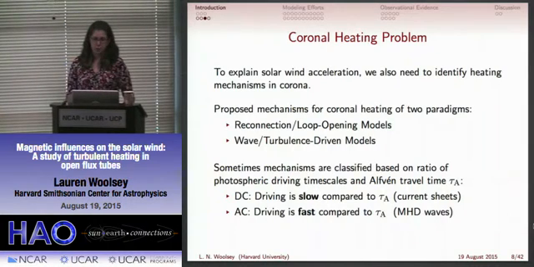It's also possible to group these mechanisms based on the ratio of the photospheric driving, which is generally the motions of the foot points at the photosphere based on the granulation at the sun's surface. So the time scale for that and the Alfvén travel time. If your proposed mechanism for heating where the driving is slow compared to the Alfvén travel time, then it's going to be DC heating, where you're going to have to develop current sheets to be able to explain the heating. However, if that driving is really fast compared to the Alfvén travel time, then you can develop these magnetohydrodynamic waves.